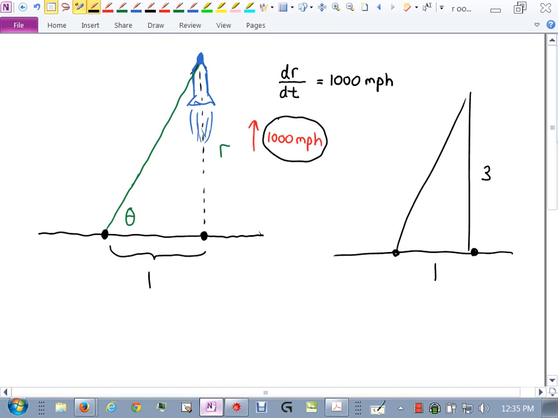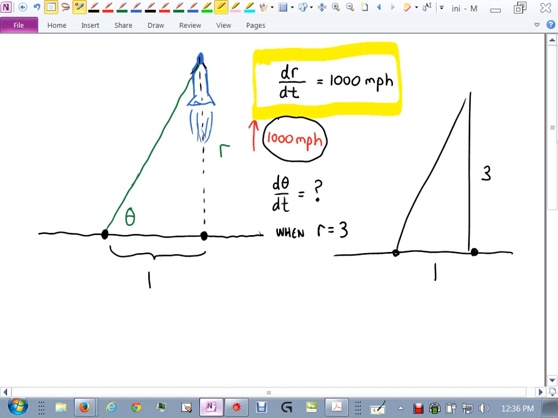What is it that I want to know? What is it that I'm trying to find? It's asking for the rate of change of the angle, so we want d theta/dt. When is it that we want to know this? At this particular instant in time. So I want to know this when r is 3. Okay, so that's a summary. Here's what we were given: I know the rate of change in r. I want to know the rate of change of theta, and I want to know it exactly at the moment that r is 3.